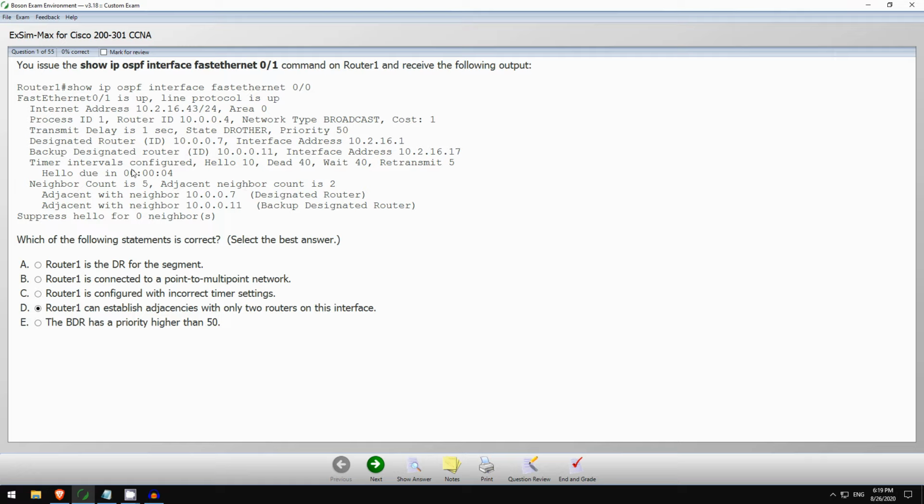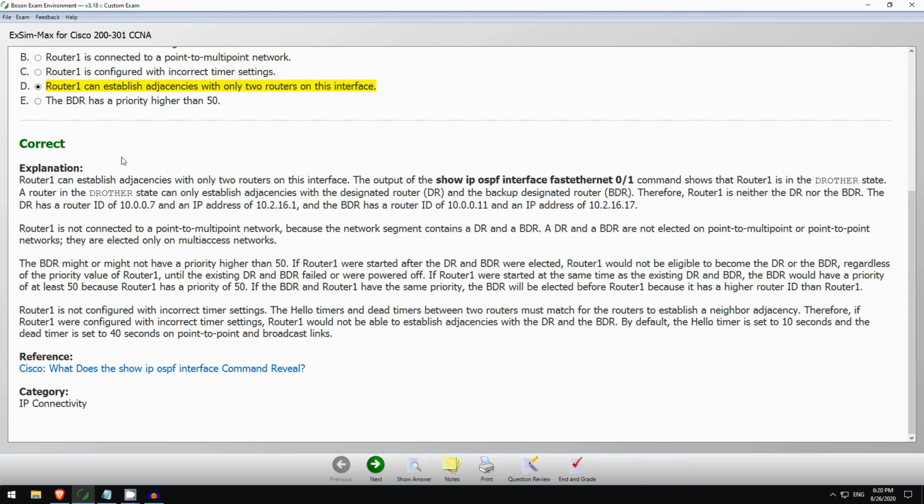full adjacencies in the OSPF Full neighbor state. This number 5 includes not only the full adjacencies with the DR and BDR, but also Router 1's DR other neighbors. Remember, a DR other will only reach the two-way state with another DR other. So to summarize, Router 1 is a DR other in this OSPF broadcast network, and DR others can only establish adjacencies with the DR and BDR, 2 routers. So I chose this question because I wanted to make clear the difference between a neighbor and a full OSPF adjacency. So I'll click on Show Answer, and the answer is correct.